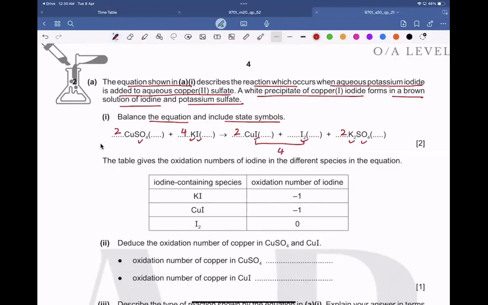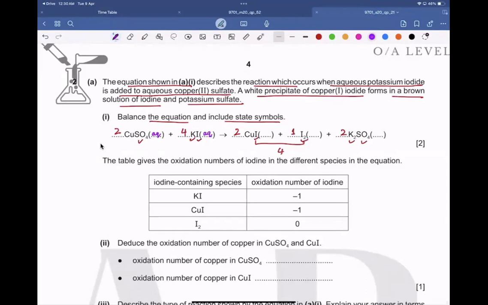Now, and here it is going to be 1, right? Now we have to put the state symbols as well. So see, when aqueous potassium iodide is added to aqueous copper 2 sulfate, it means this is going to be aqueous, this is going to be aqueous.